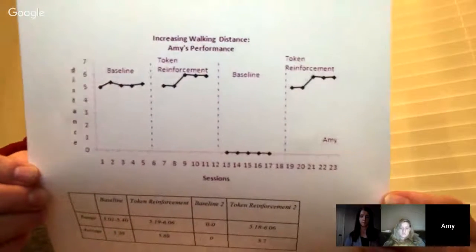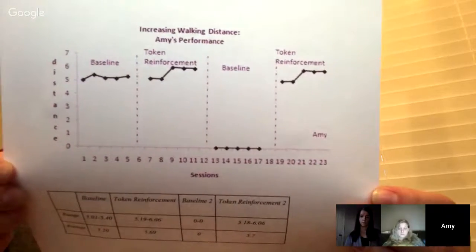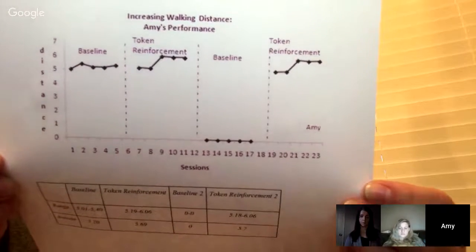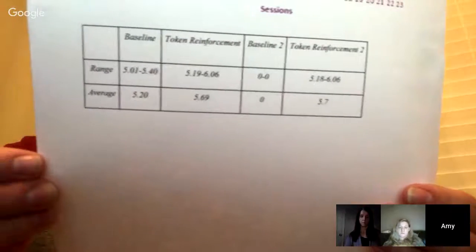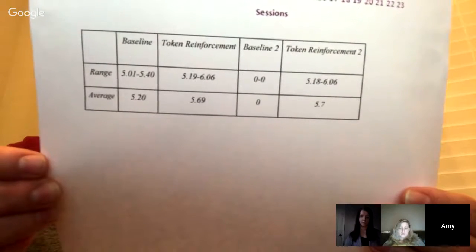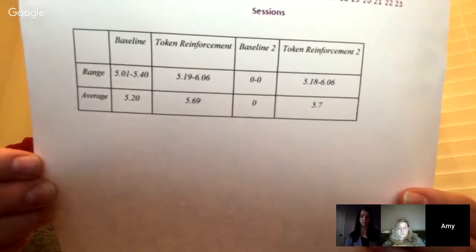Lastly, we have my graph. We have baseline 1, then intervention 1, baseline 2, and intervention 2. At the bottom, we can see the range and average. So the baseline range was 5.01 to 5.40 with an average of a 5.2.